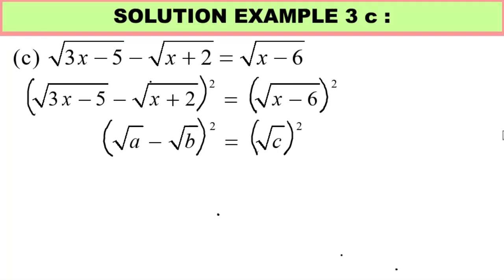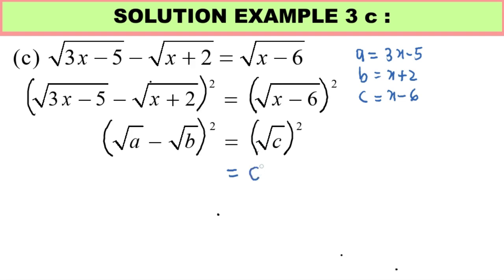Students, in example 3c, we have 3 surds. So, do we need to rearrange the surd? The answer is no. Just proceed with the squaring both sides method, and then use substitution A, B and C. A is to replace 3x minus 5, B for x plus 2, and C for x minus 6. If you square the cube root on the right hand side here, the cube root sign will be gone.